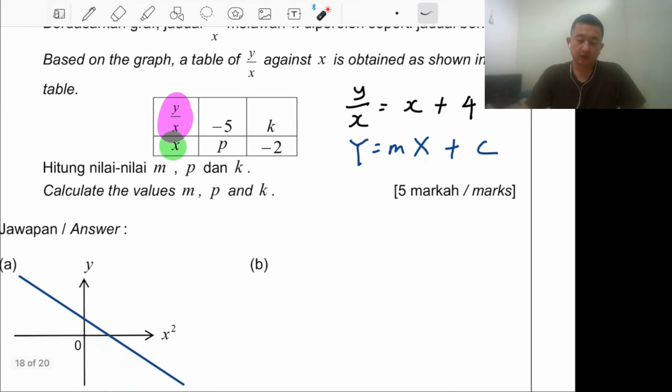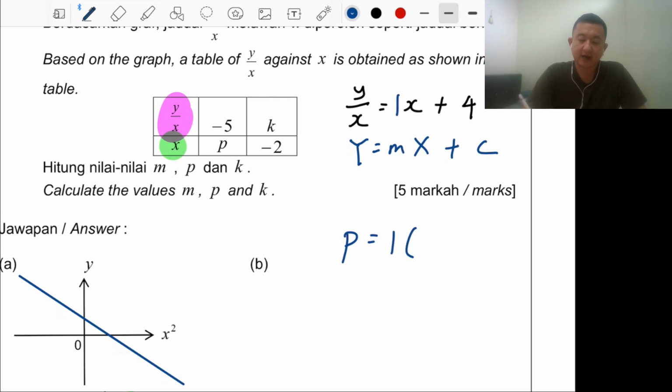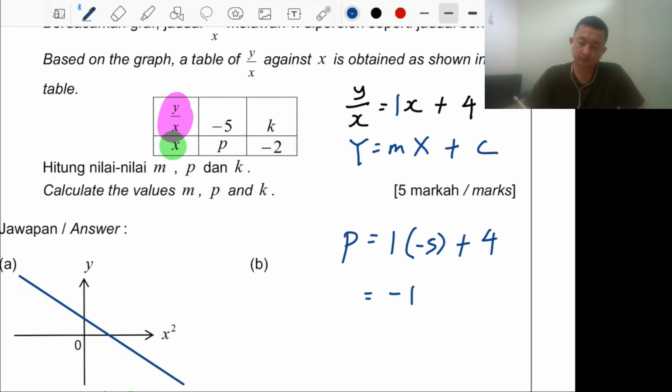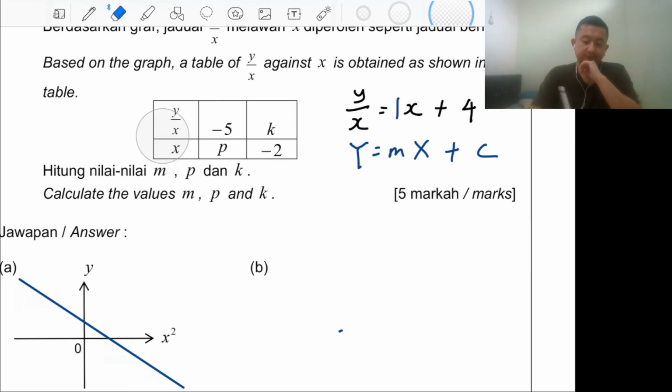Now we have this formula, we can find these two easily. This is your capital Y, this is your capital X, negative 5 and P. Okay, let's put it in. P is your Y, M is 1, so I put 1. X is P, C is 4. Oh, this is negative 5. X is negative 5. So P equals negative 1. And then K you sub into Y, then negative 2 you sub into X. So K, I did it wrongly. Okay, one more time.